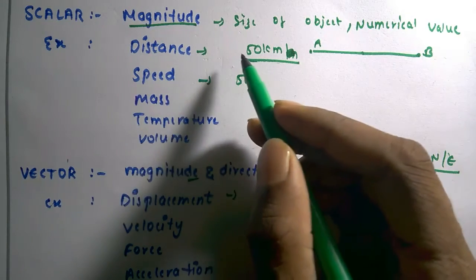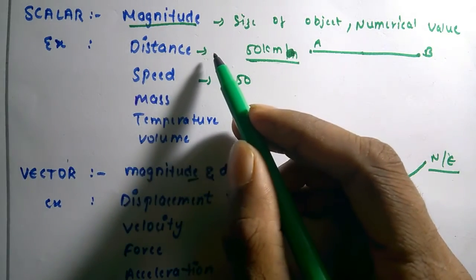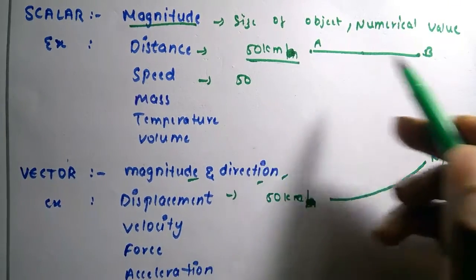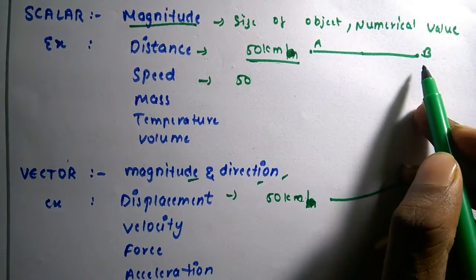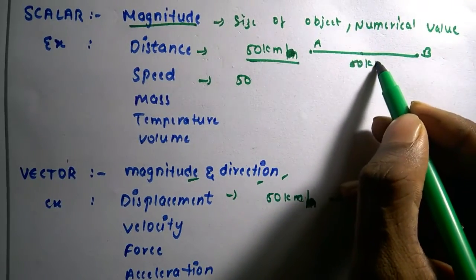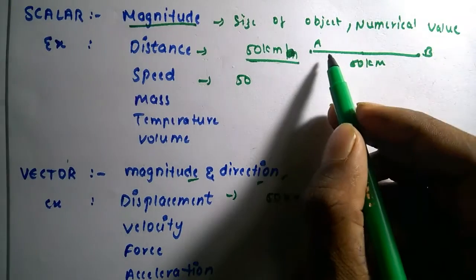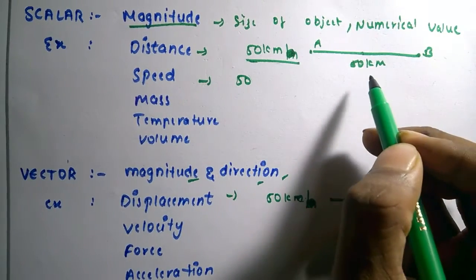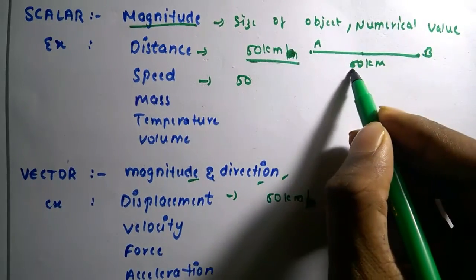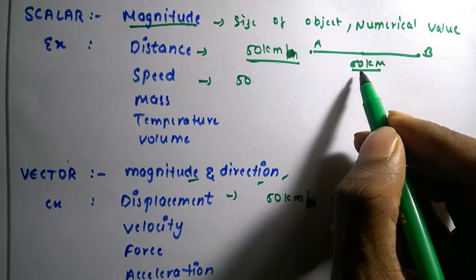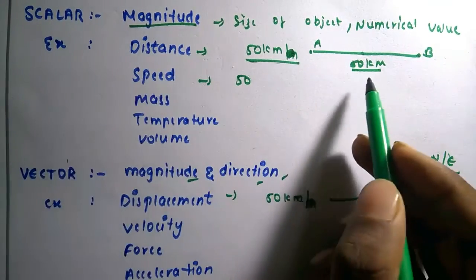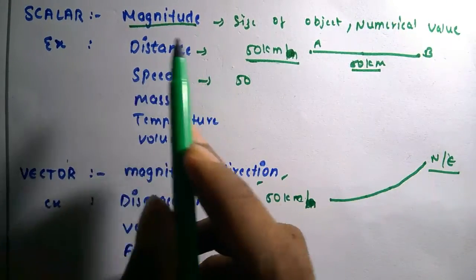First, distance. What is meant by distance? Let us take an example of a car. If a car travels from point A to point B in a straight line path, and the distance from point A to point B is 50 kilometers, this is called a scalar quantity. What is this 50 kilometers? It is a numerical value, that is, magnitude. It has only magnitude, so we can say distance is a scalar quantity.